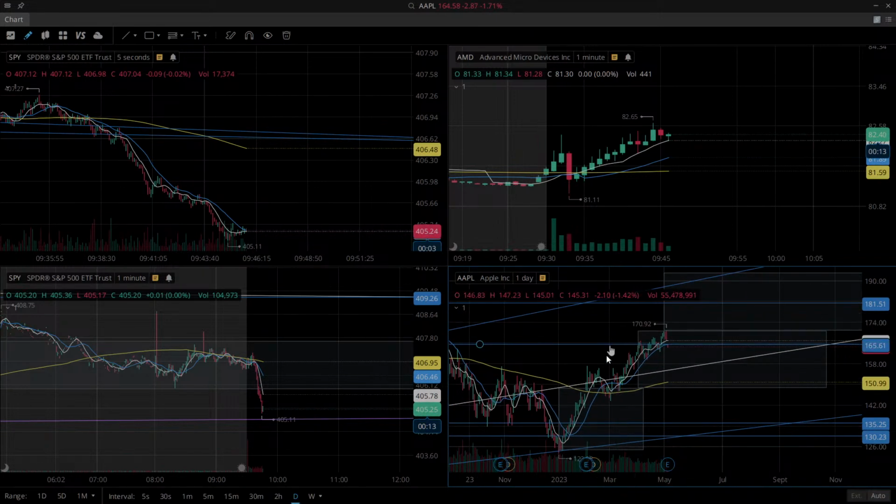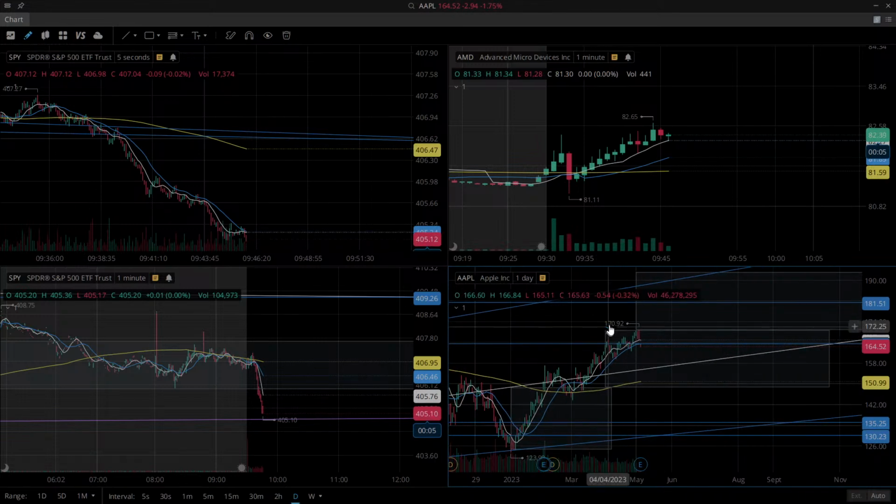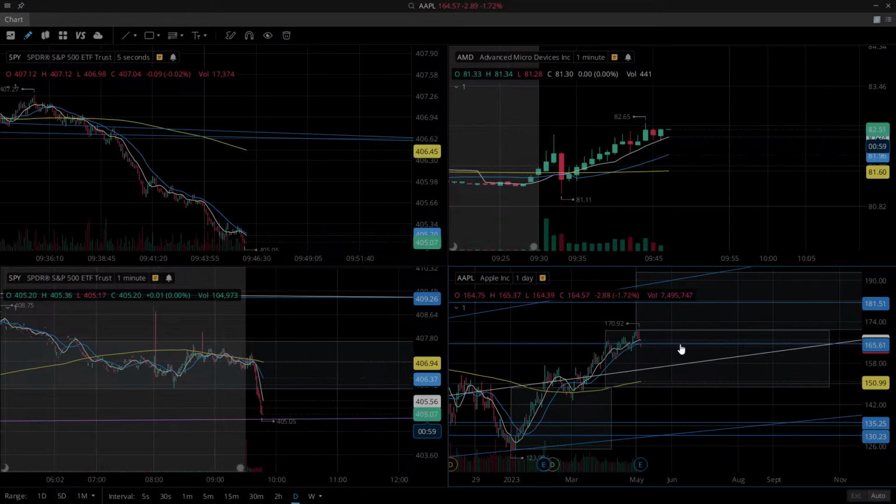But one thing I have noticed with Apple is it made a beautiful bullish measured move. There's your second leg here. We've rejected right at the top of the second leg, so price target met, 171. Bam. Now we're coming back to a key pivot area of 165.50.